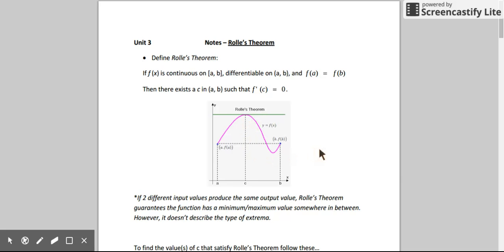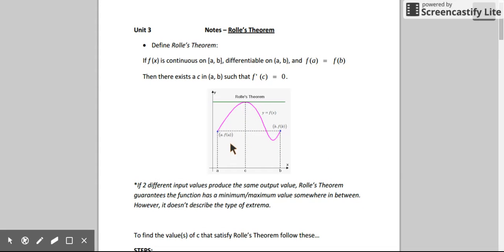We could think of it application-wise. If I throw a ball up in the air, it has to come back down. So at some point in its flight, at a specific time, it reached a certain height as it was going up. And then at a different time, when it was coming back down, it must have reached the same height.